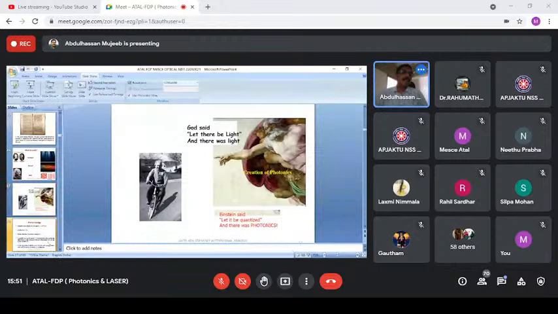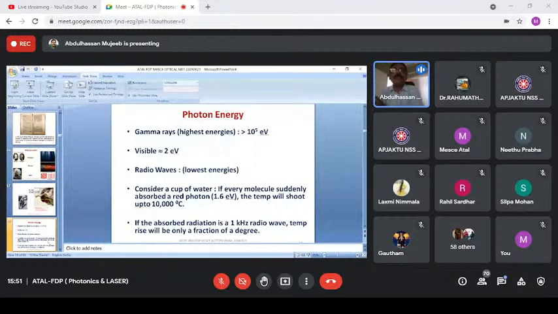So here we deal with both optics and photonics, both the science and technology of light. I'm giving some of the characteristics of photons and photon energy. Gamma rays are the most powerful, 10 to the power of 5 electron volt, but visible light has only 2 electron volt. In visible light, from violet to red is the region. Red has a higher wavelength, and violet has a lesser wavelength. So E equals h nu.